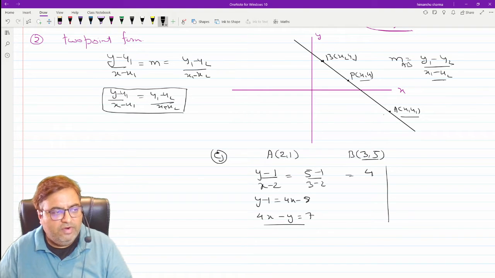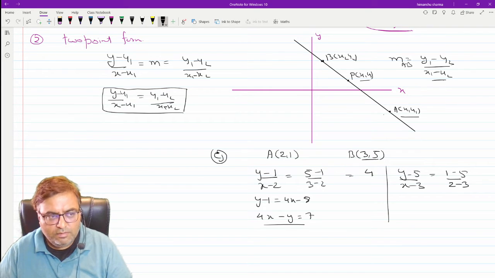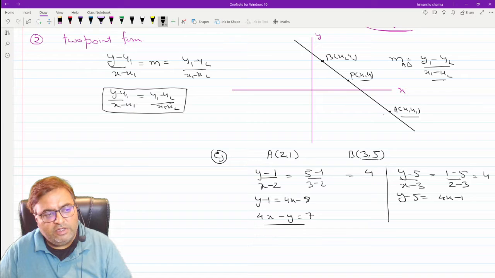Now if you even try with this, taking B as x1, y1, this will be y minus 5 upon x minus 3, which will be equal to what? 1 minus 5 upon, that will give you what? 2 minus 3. So that will again give you 4. The equation will be y minus 5 is equal to 4x minus 12. So the equation becomes 4x minus y equals 7.